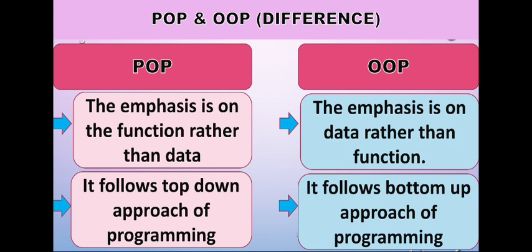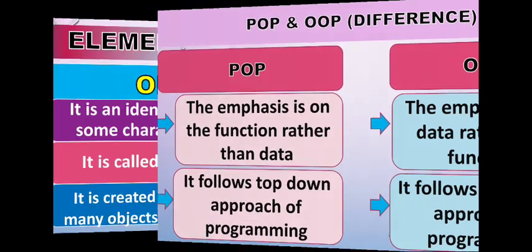In POP, data can freely move from function to function, but in OOP, data cannot freely move from function to function. It is restricted. POP cannot model real-world objects, whereas OOP can model real-world objects.